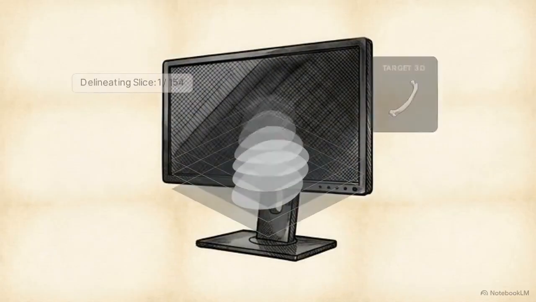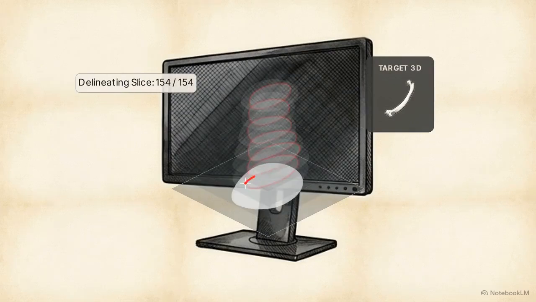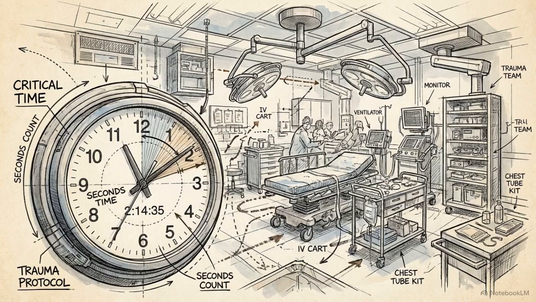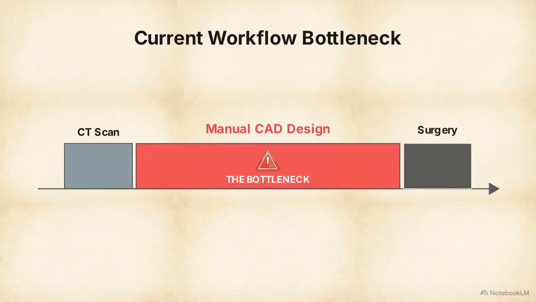The engineers interpret raw CT scans, manually delineate the exact defect boundaries across dozens of cross-sectional slices, and painstakingly model the replacement geometry by hand. This expert-driven dependency takes time. In emergency trauma situations or urgent oncologic resections, patients cannot wait days for a custom CAD model. This workflow creates a strict bottleneck preventing rapid intervention.